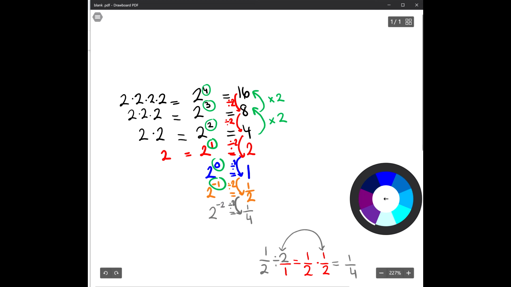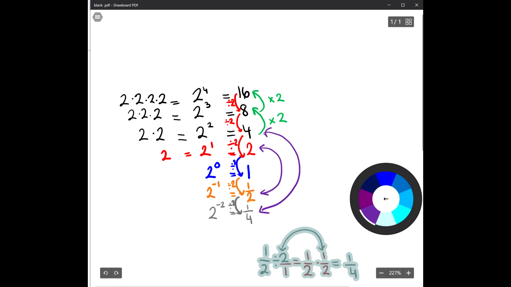So what I meant by that, now I erase these, and we notice that if 2 raised to the first equals 2, then 2 raised to -1 is 1 over 2. So they are reciprocals. Okay. And same thing, if 2 to the second equals 4, then 2 raised to -2 is 1 over 4. Alright.